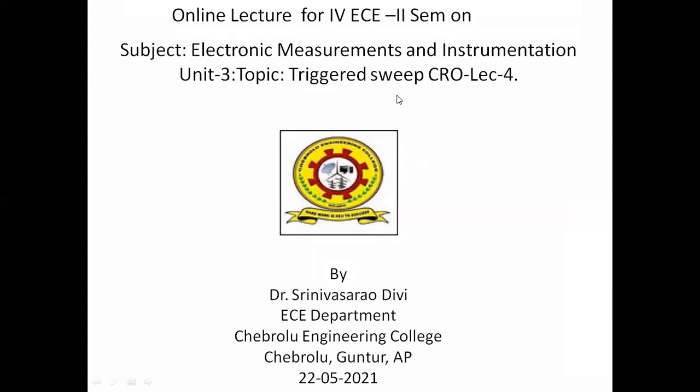Whereas when the signal is changing continuously, suppose an audio signal, in such a situation the continuous sweep circuit is not suitable. So we have to go for the triggered sweep generation. The sweep voltage will be generated when the input signals are triggered.